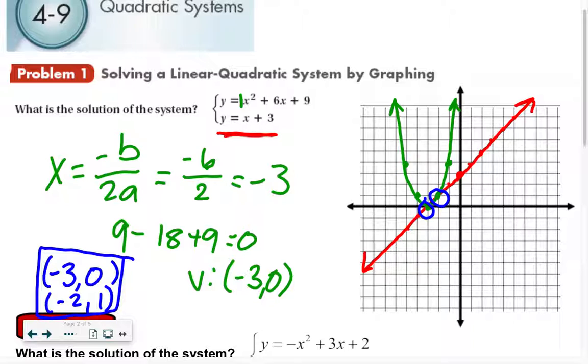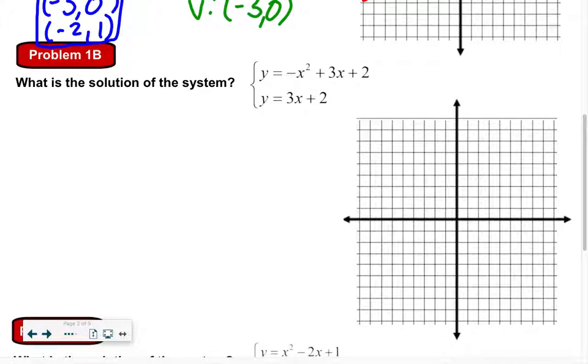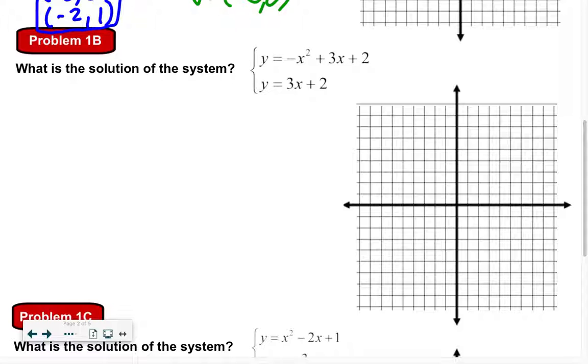Wait, so you just have to plug it into this bottom one? Both of them. If you want to check them, which I would recommend. Okay. Questions? It's not too bad, right? Alright. Let's do the next one. Line first. Okay.